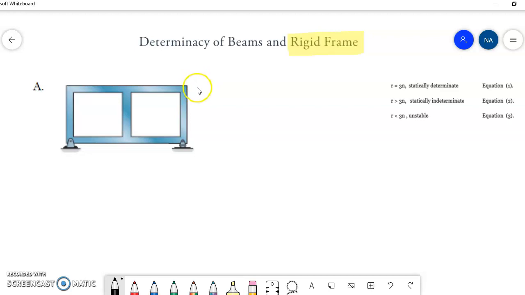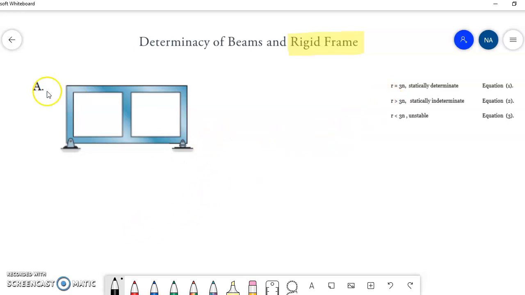Okay, so this is the basic equation. We need to determine the number of R and the number of N. Okay, R is the external reaction, or total number of reactions, whereby N is equal to the number of parts in the system. Okay, so first of all we need to determine.